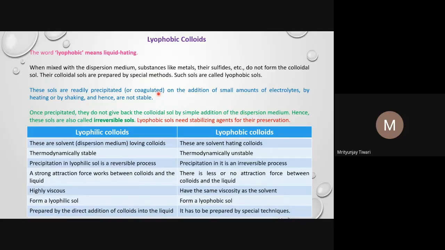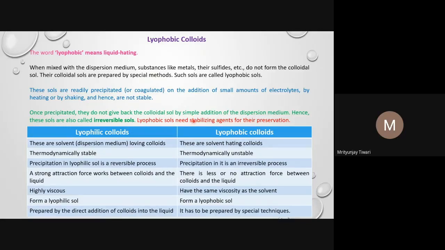Also, once precipitated, these lyophobic colloids do not get back to the colloidal sol by simply adding the dispersion medium. Once they are precipitated out, we again need the same special method for preparing the lyophobic sol, and it will not form again just by adding dispersion medium, as we have seen in the case of lyophilic sols. So the lyophobic sols are also called irreversible sols.